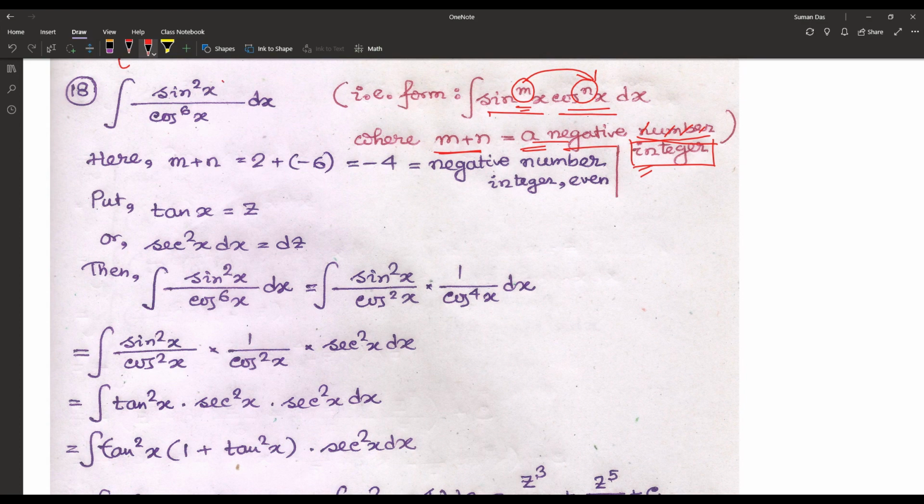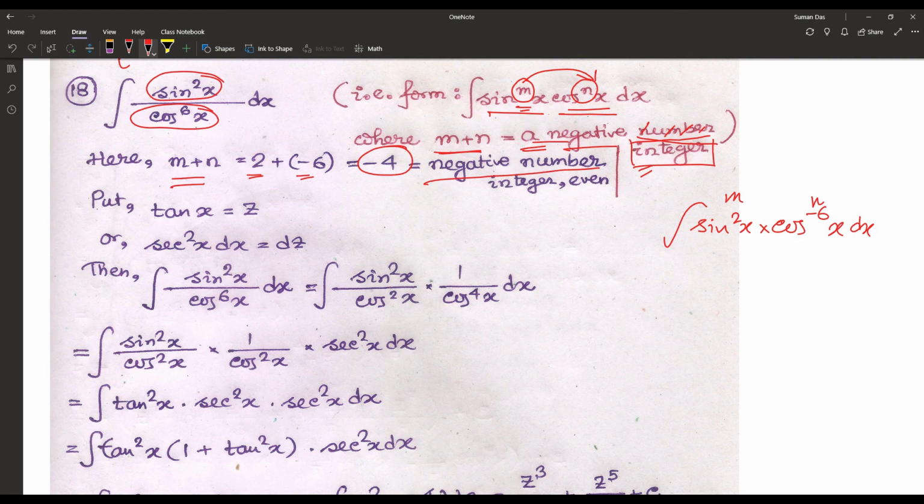Sin square x divided by cos to the power 6x. Now we can write it as sin square x into cos to the power minus 6x. So that is our m, that is our n. So according to m plus n, that is 2 plus minus 6, or minus 4. So that is a negative number and integer and also even.